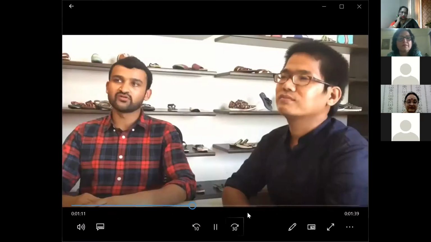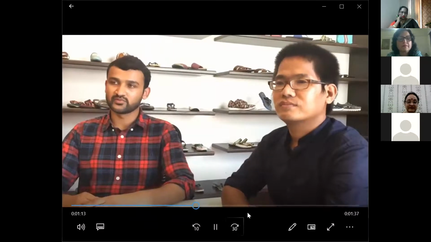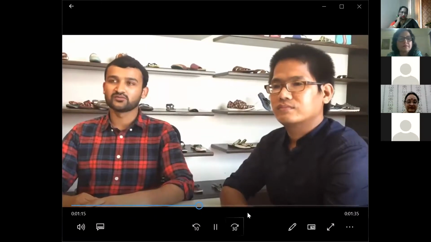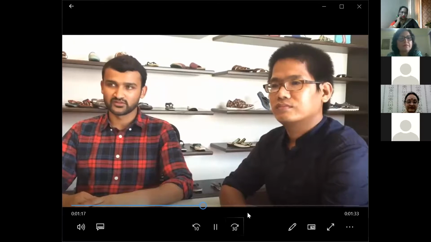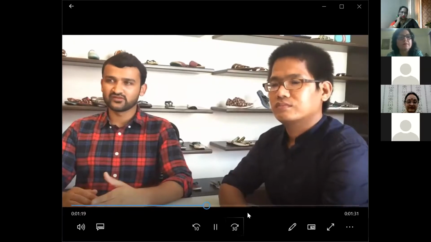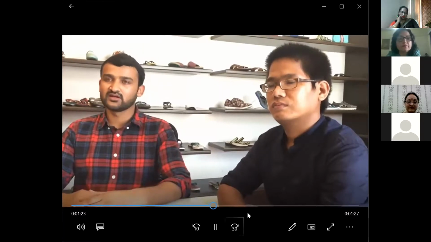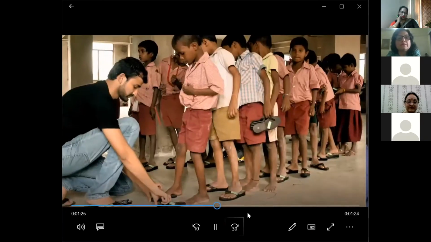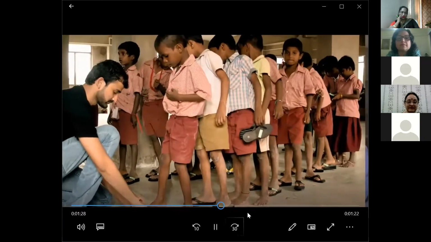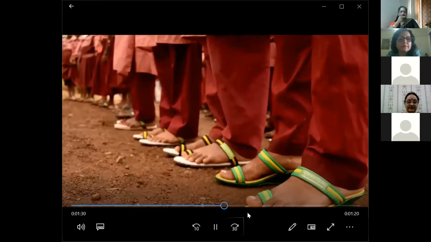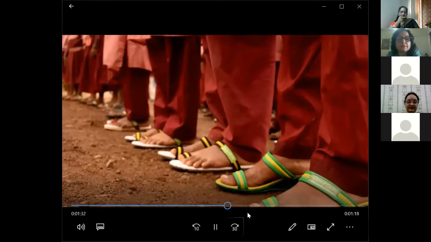In total, we have donated about 72,000 pairs till now, and we've partnered with over 40 corporate companies from various backgrounds, from IT, textile, and sports. These slippers go primarily to children in rural India, to the schools there. It helps them in education, and it helps them in walking to school.